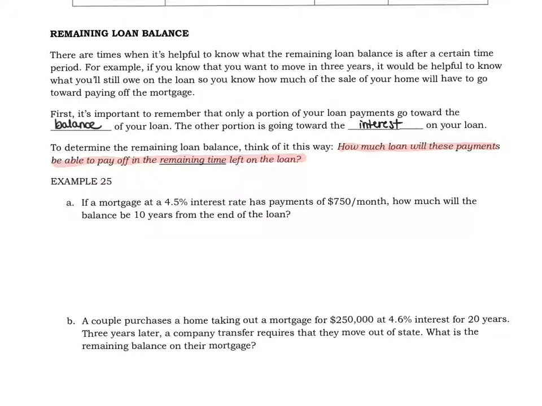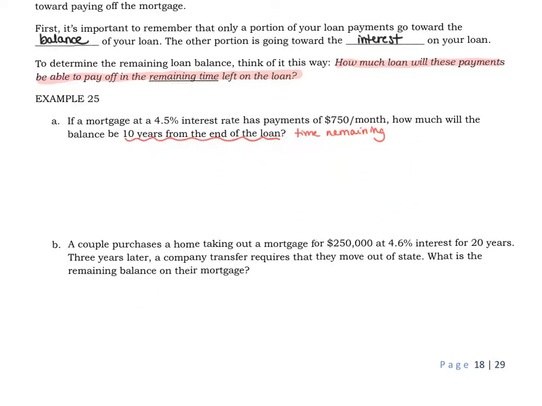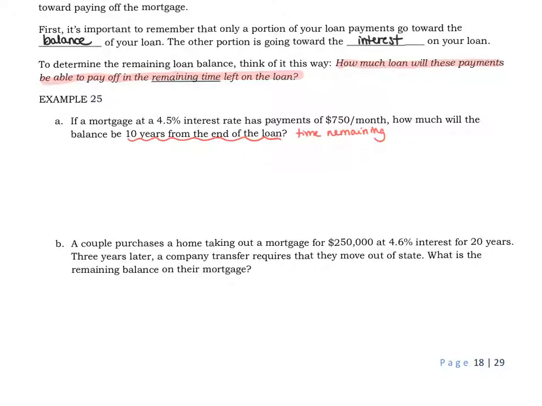So you've got a mortgage at 4.5% interest. The payments are $750 a month. How much will the balance be 10 years from the end of the loan? So this 10 years from the end of the loan, that is the time that is left to pay, or the time that is remaining. And so that's the amount we're going to use in our loan formula.